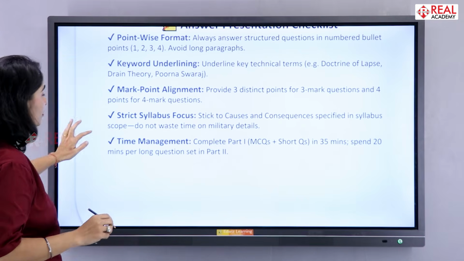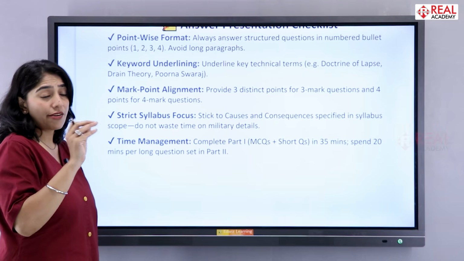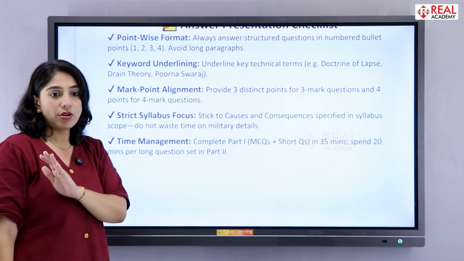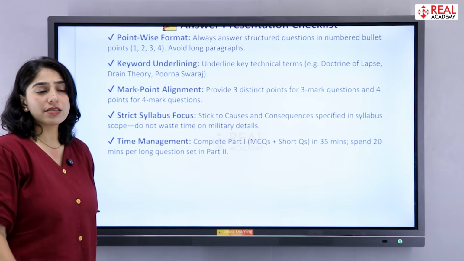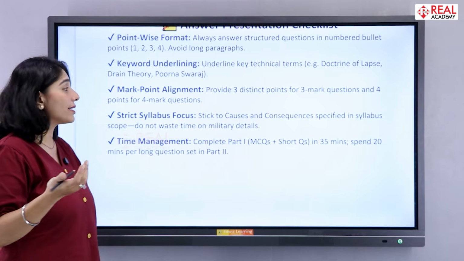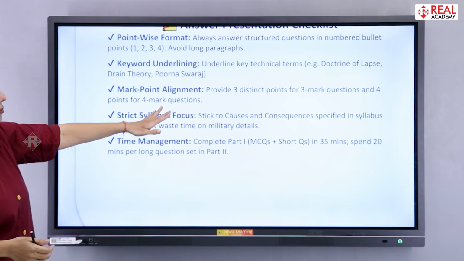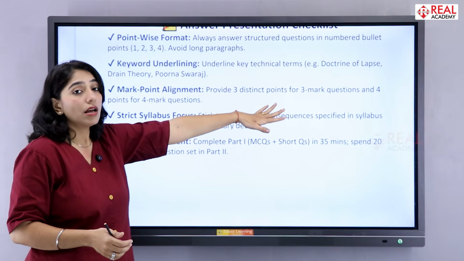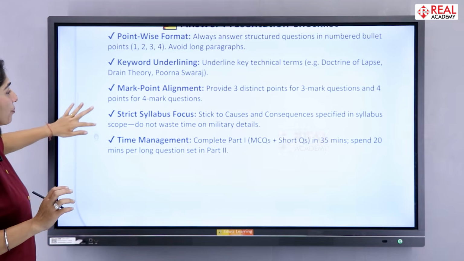All right. Come up with correct question numbers. See to it that every answer is numbered. By the end of the paper, when you finish that, give a quick revision of the paper. Go through the paper. See what is written wrong, or if you can recall something. All right. Or whether you've missed out something. So mark point alignments, that is provide 3 distinct points for 3 mark questions. Okay, and 4 points for 4 mark questions here.